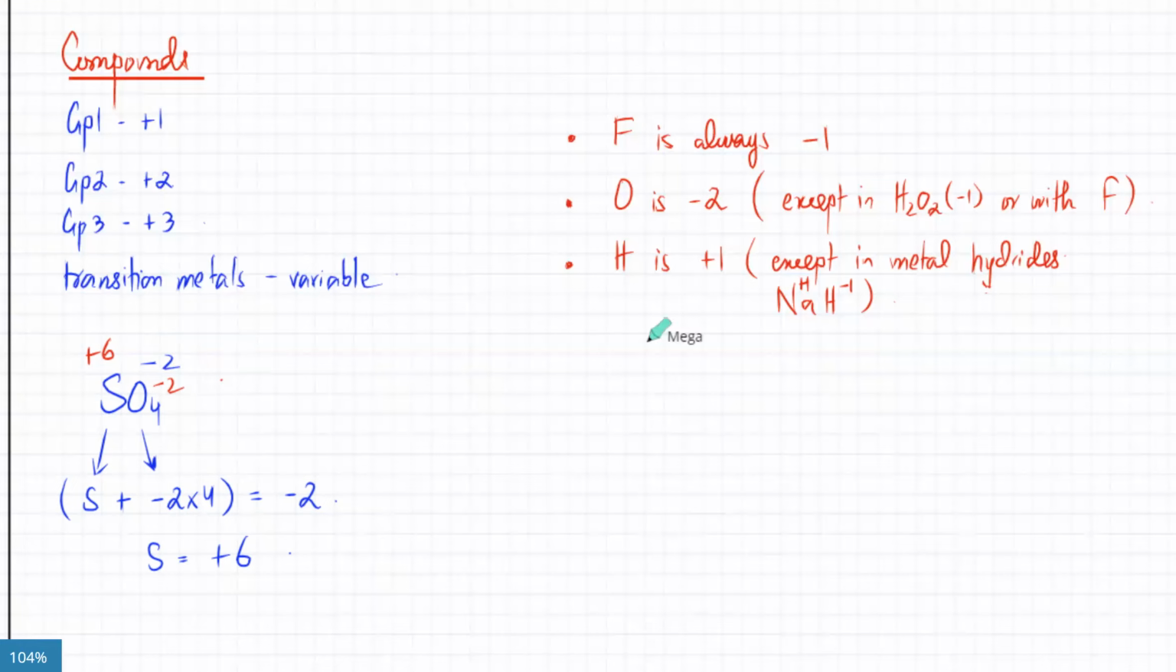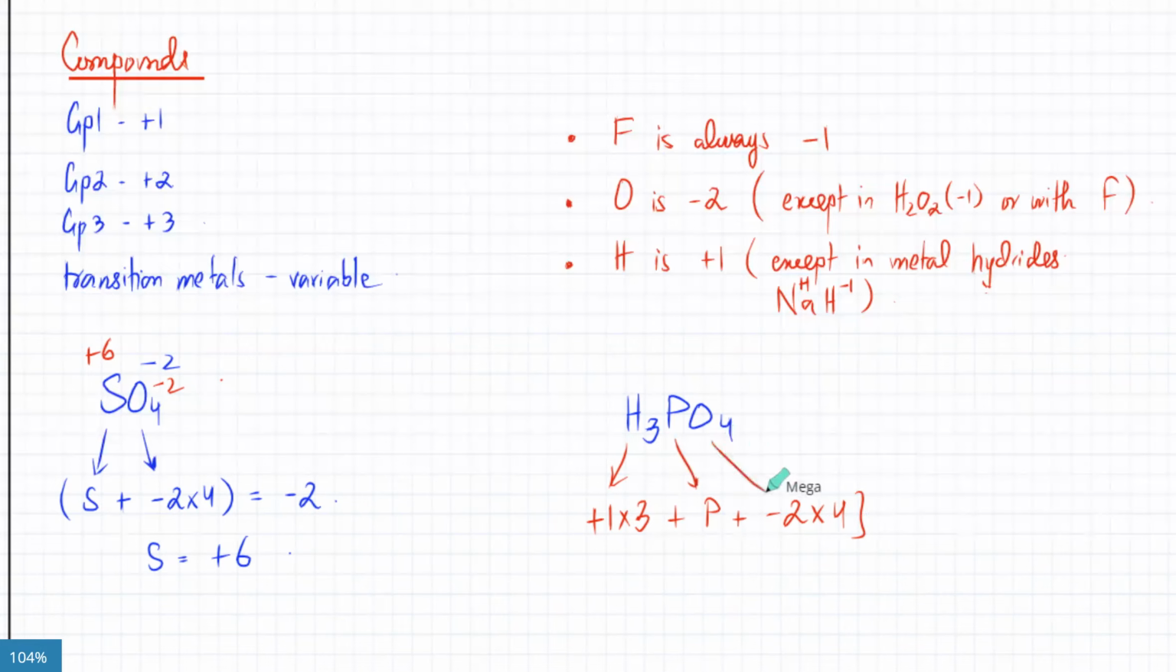We can do another one. Let's say I have H3PO4. So I already know what H and O are, but I have no idea what P is. So H is +1 times 3 because there are 3 of them. Phosphorus, I have no idea, so I'm just going to write P over here. And the other one is -2 times 4. Oxygen is -2. And it's a neutral molecule.